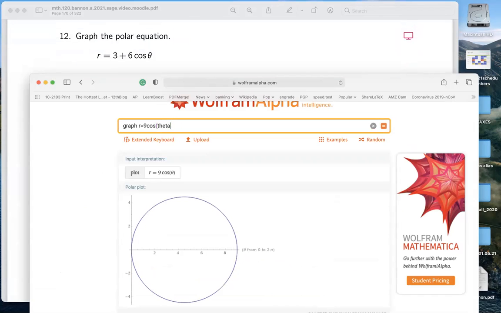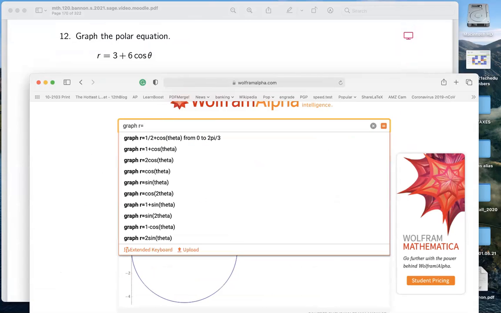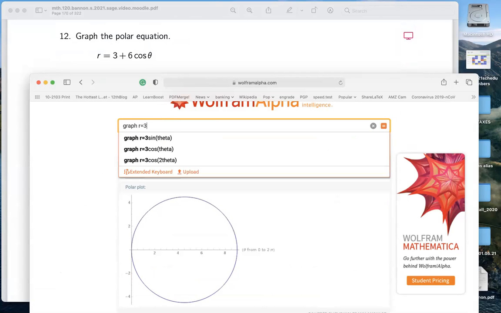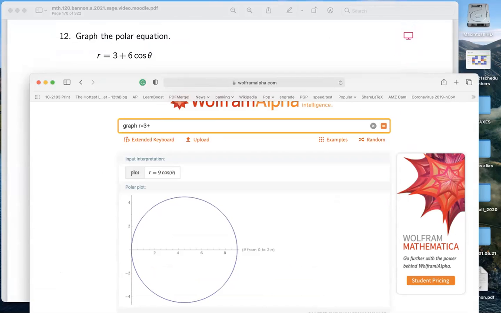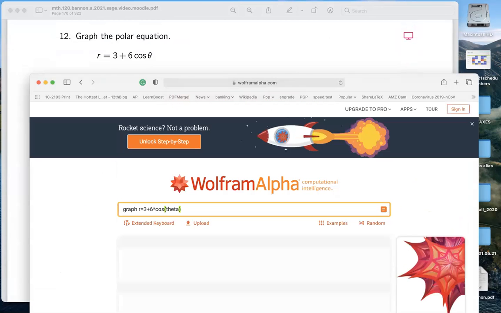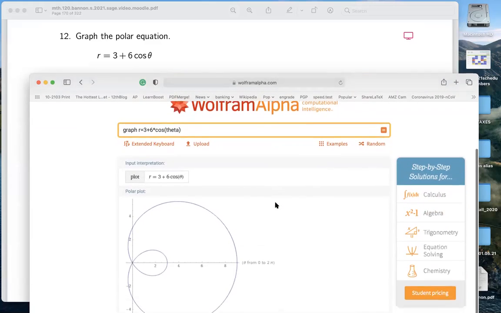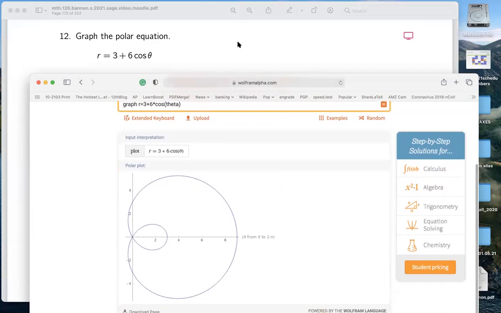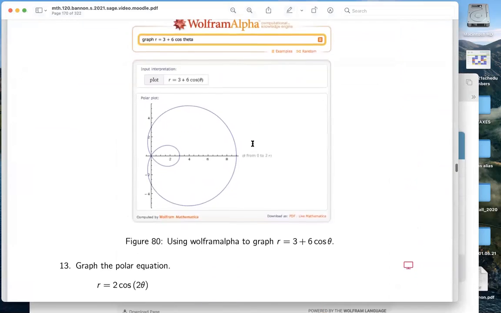And I got part of it typed in, so I'm going to type in that. And it's going to be 3 plus 6 star cosine theta. And again, if you don't know where theta is on your keyboard, just simply type in the word theta. And what are you going to get? You can get a picture. The picture I get, that's a picture I'm getting over here. You may want to think about that. And it's good if you are going to start thinking about that. All right, let's go to the next one, which is going to be number 13.